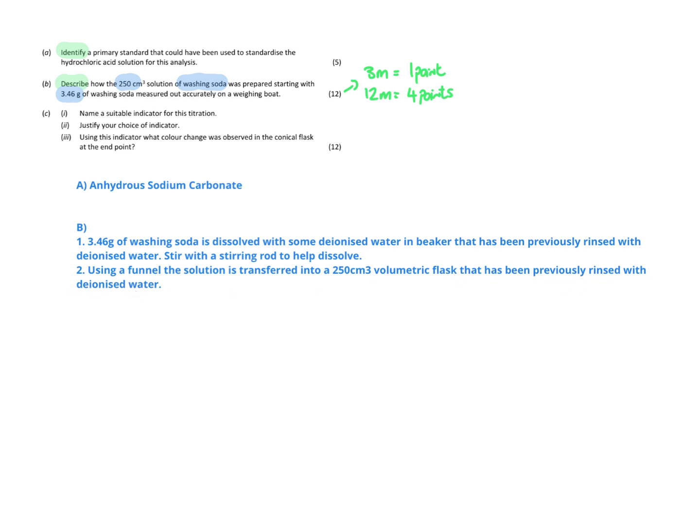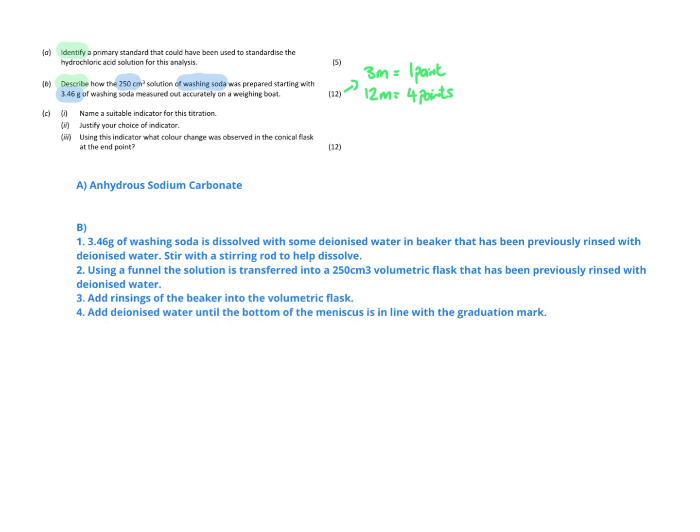So here I'm showing you that you need to mention you've used a funnel to transfer the solution into the volumetric flask and that the volumetric flask has been previously rinsed with deionized water. It's important that you know you only rinse your volumetric flask with deionized water. You do not rinse it with the solution it is to contain, because we are adding a specific volume of this solution to our volumetric flask and diluting it then using deionized water. So rinsing with deionized water is the only pre-step process that you need to take in this titration.